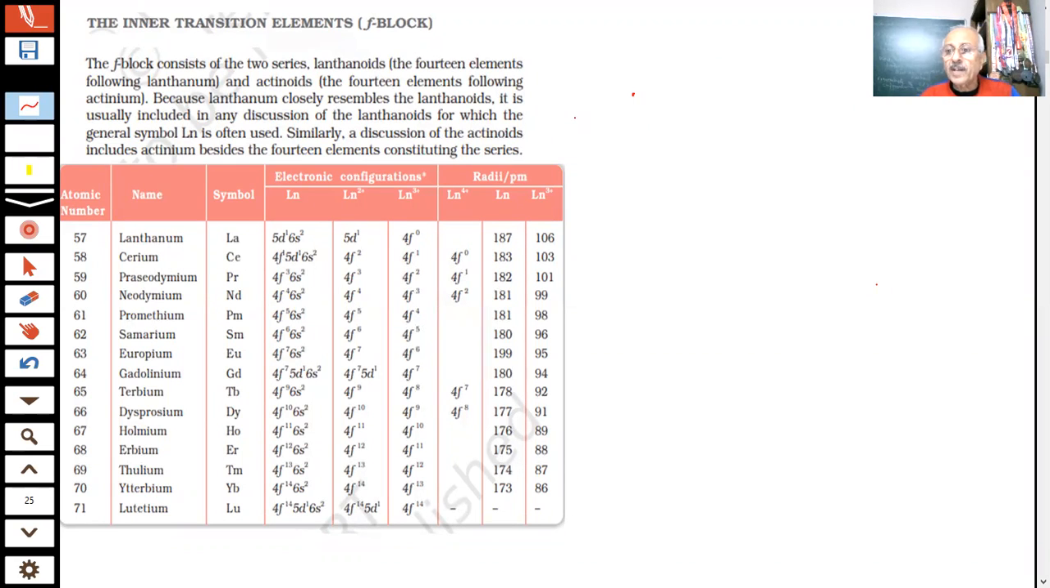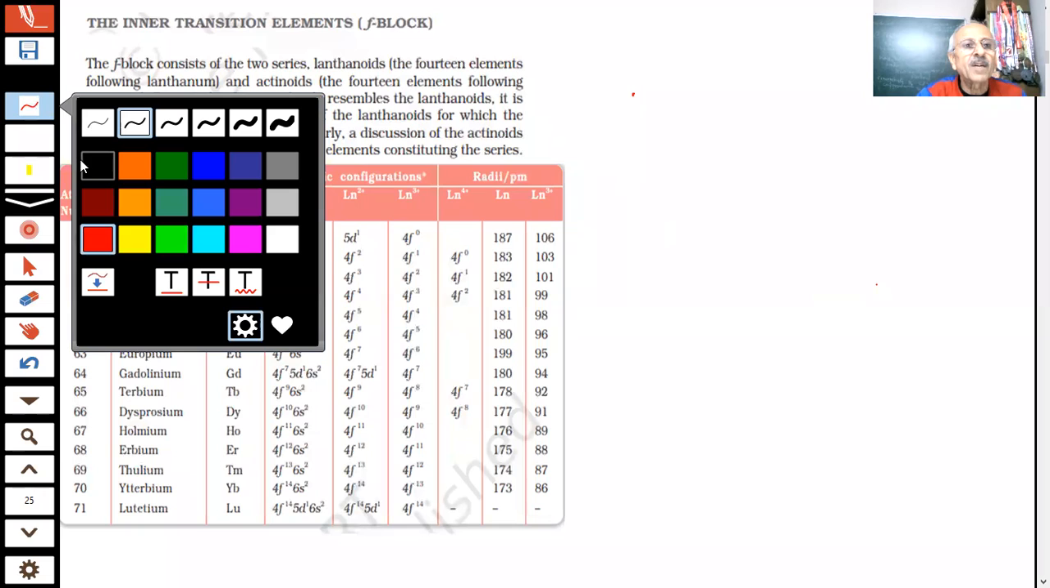Good evening, students. Welcome back for another very important lecture on inner transition elements. Inner transition elements, students, it's a very important topic and we will be getting questions from this topic in the exams.